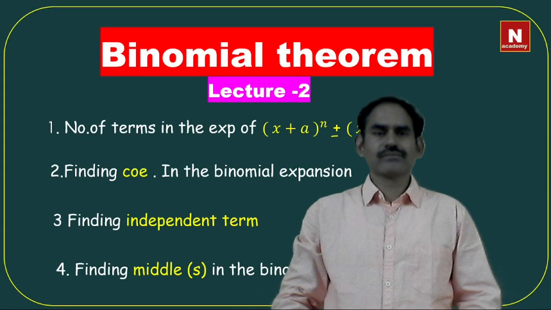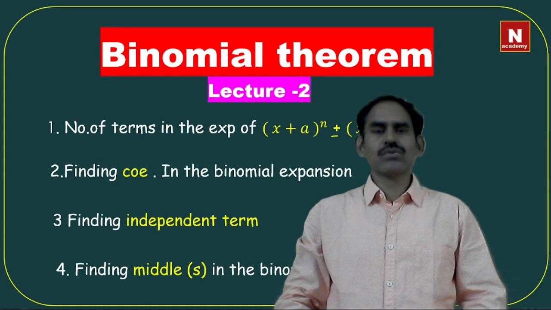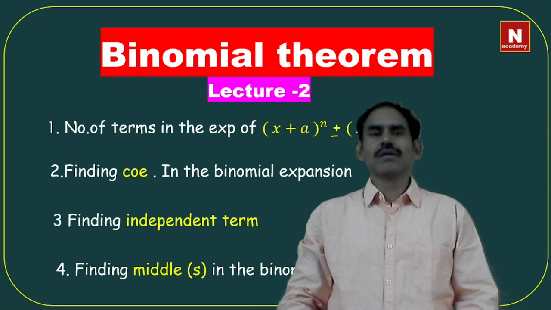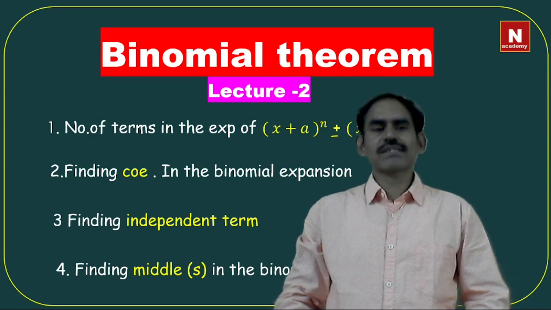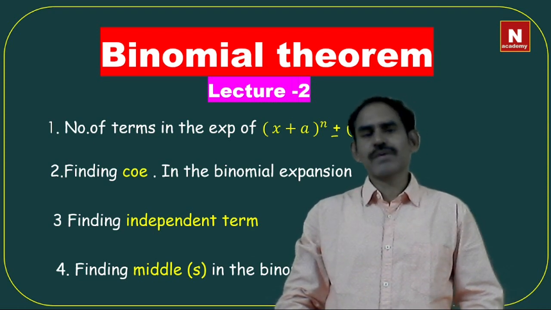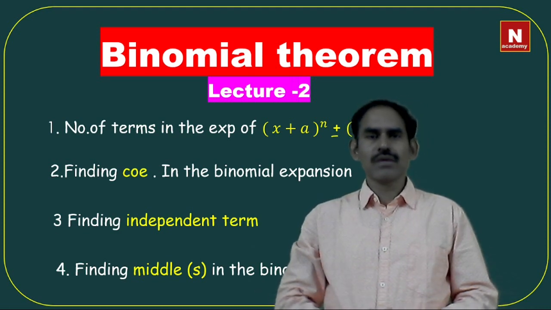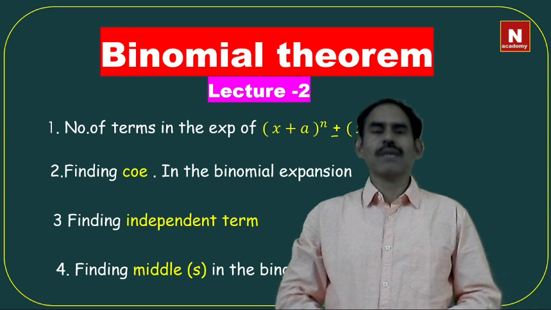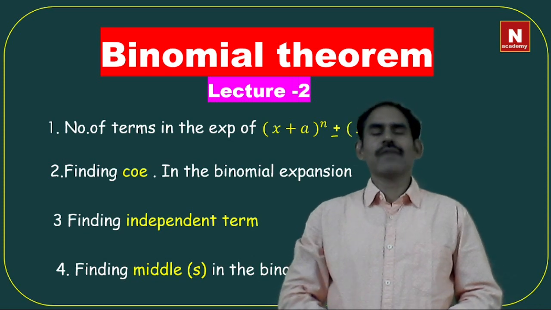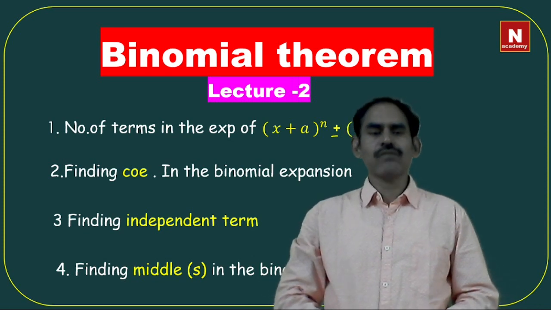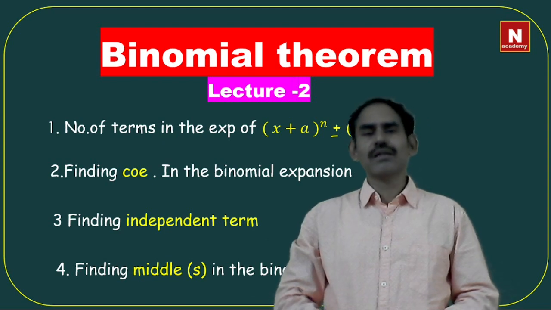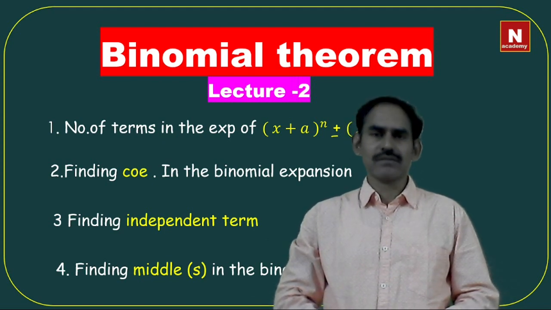Hello students, this is my lecture number 2 on binomial theorem. In this lecture, we will discuss the number of terms in the expansion of (x + a)^n plus or minus (x - a)^n, finding the coefficient in the binomial expansion, finding the independent term, and the fourth part is finding the middle terms in the binomial expansion.